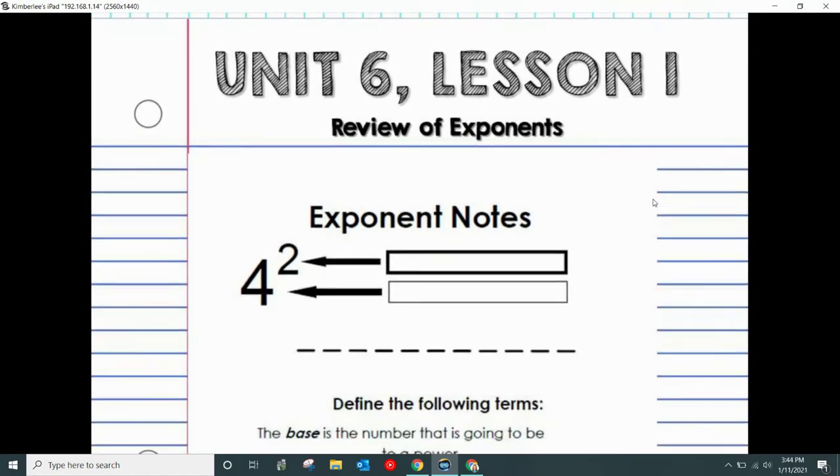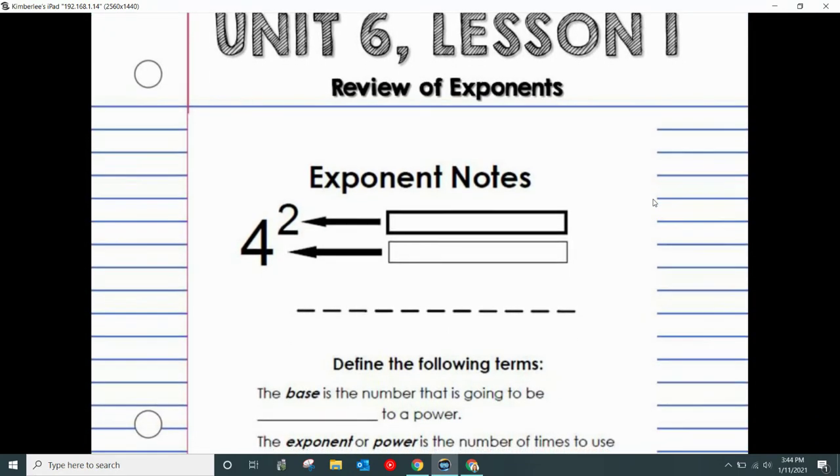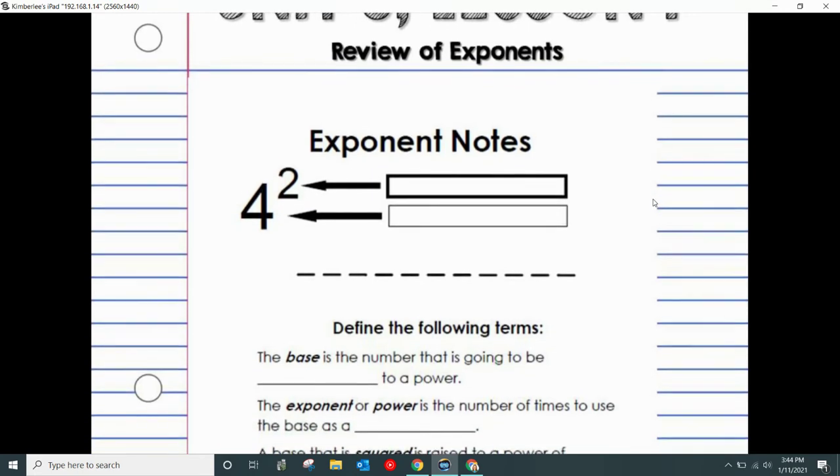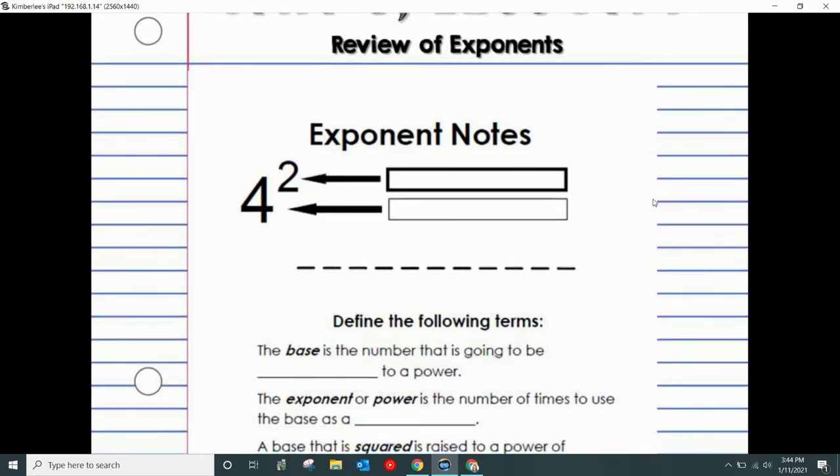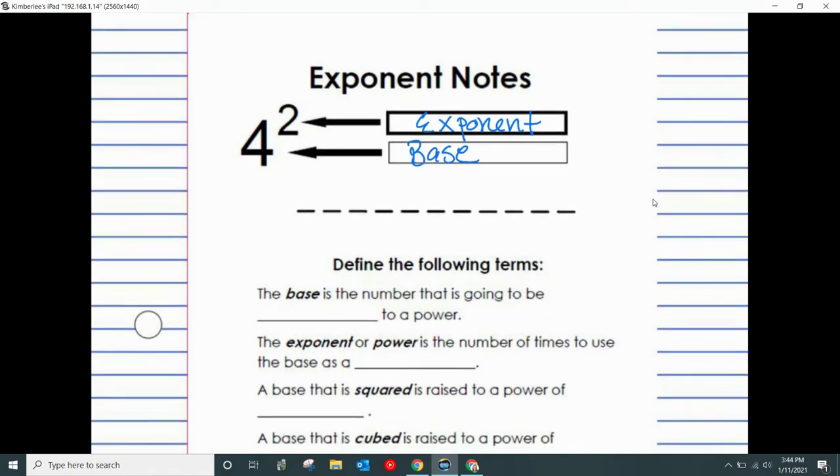Okay, so when we're talking about exponents, now this is not new. You guys have learned exponents. You should know what to do with them, and this is going to help us remember. So the first thing we want to know is the little number at the top, that is the exponent. The big number is what we call the base. So those are some things that we need to remember. So we actually have the exponent or the power. It's also called the power. And then we have the base.